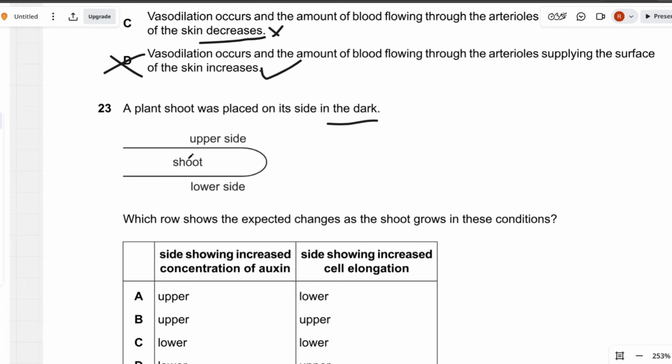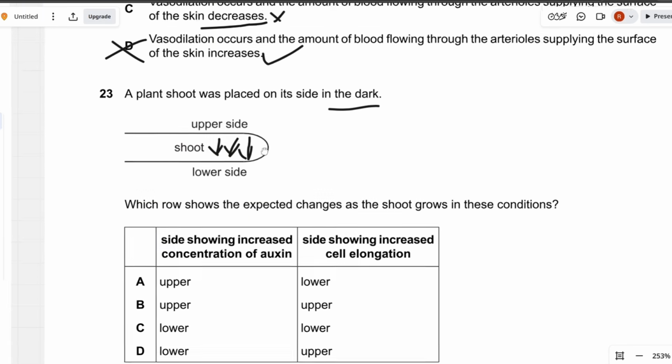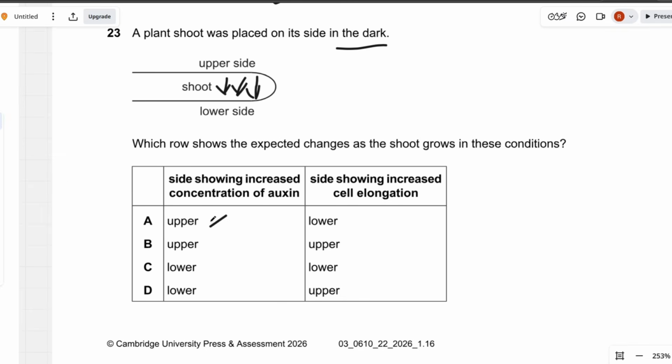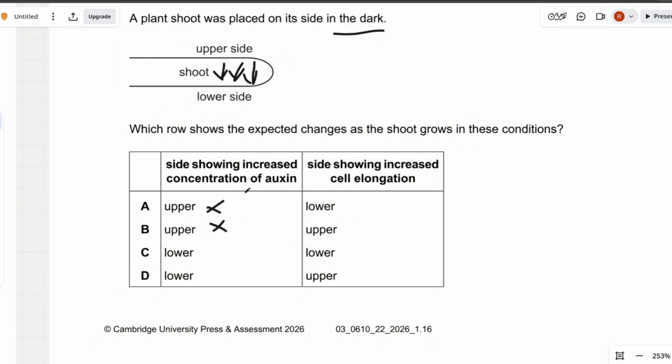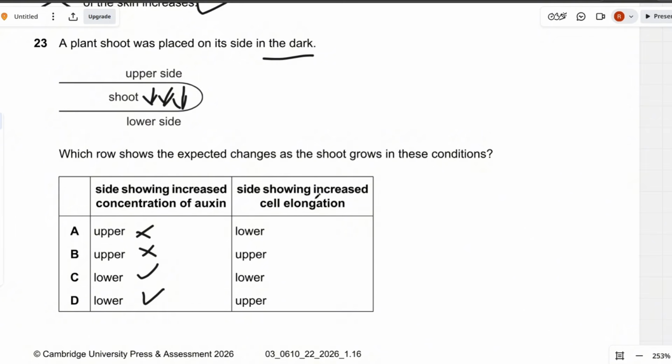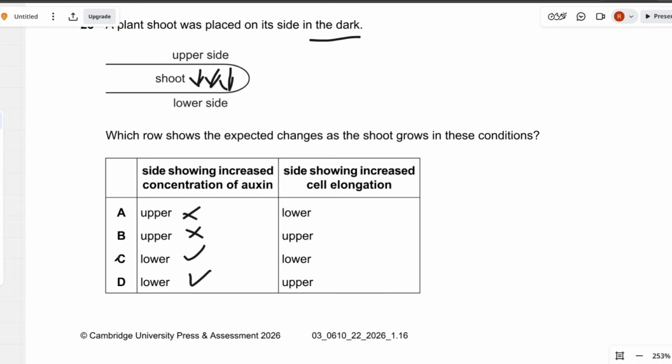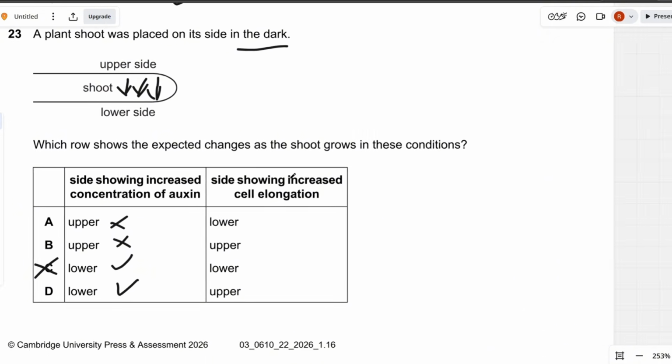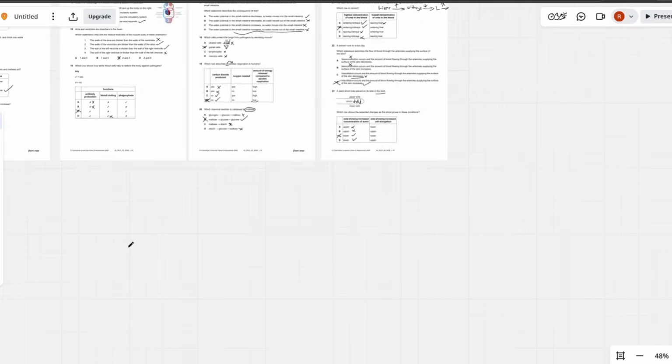And because gravity pulls the auxin downwards, the auxin molecules will actually accumulate at the lower side of the plant shoot. So the auxin will be showing higher concentration at the lower surface, or at the lower side. Side showing increased cell elongation, definitely the lower side because it has the higher concentration of auxin, and we know that auxin causes increased cell elongation.